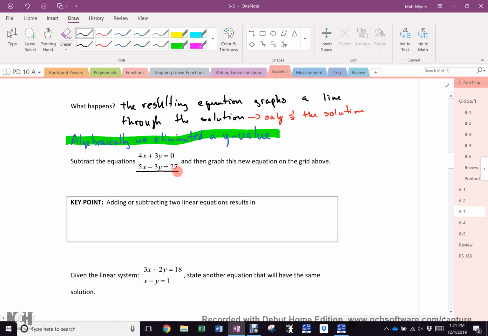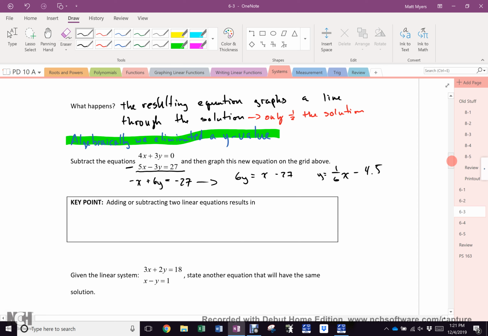And this is a little weird. What's 4 minus 5? Negative x. What's 3 minus 3? Plus 6y. And what's 0 minus 27? Negative 27. If I wanted to graph that, of course, 6y would equal x minus 27, and y would equal 1/6 x minus 4.5. Yes? 27 over 6, right? Yeah.